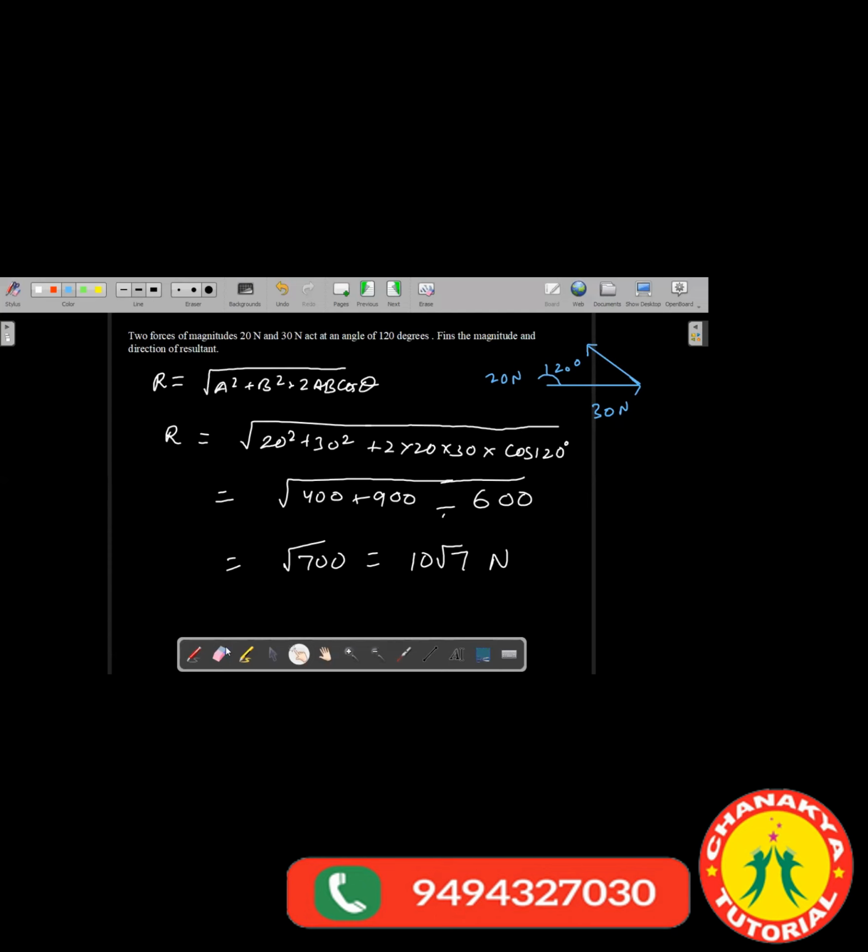Here, we already know the angle between them. For simplicity, I'll mention what all the angle values are here. This is our 30, this is 20 Newton. This angle should be 60 degree, and here it should be 120. Now the closing side should be the resultant, and its direction is taken in opposite order. So this one is R.